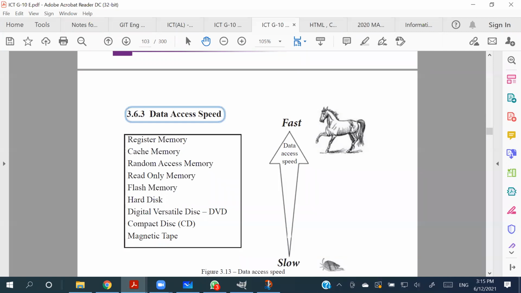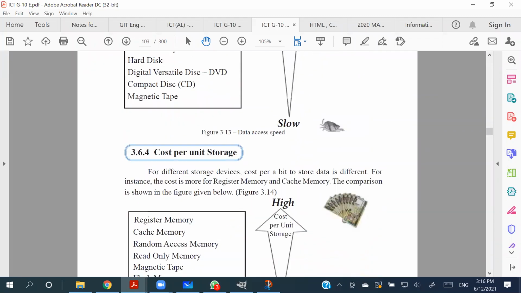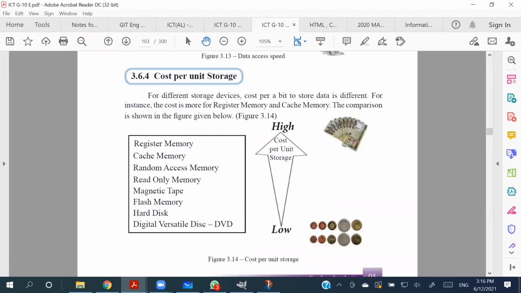So it's better you know how you are going to do that, right? Okay, then the cost per unit. Now, cost per unit, it's a very funny variable when it comes to the cost per unit, right? Now register memory, we know register memory is the smallest memory. It is from kilobytes, but it has the highest cost per unit storage.